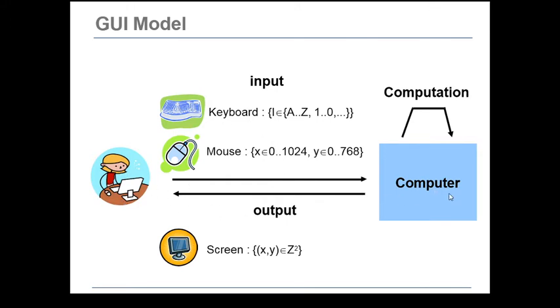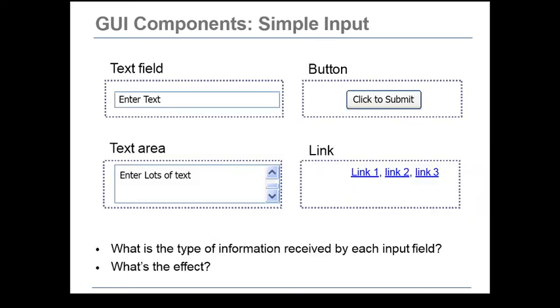Then the GUI model. As we will see in the diagram, here is the user, and the user interacts with the computer. Again the user gives the input using the keyboard and mouse, and finally the computer gives the output. So what are GUI components? These are simple inputs: text field, button, text area and link.